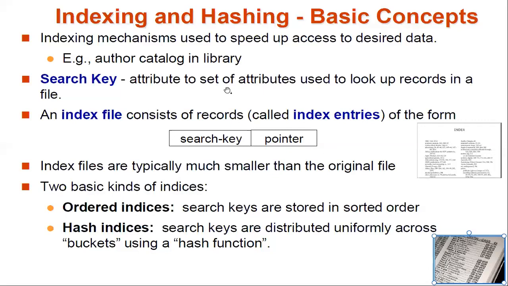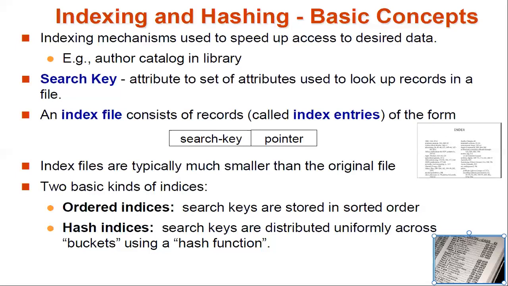So the purpose of the indexing mechanism is to speed up the access of your desired data. In the examples we have seen, you have 2 things: one is the word, and the other is the page number. Similarly, the indexing mechanism uses 2 things: one is the search key, and the other is the index file. The search key is an attribute. Because we are dealing with records, in a record you can take one or more attributes as your search key.